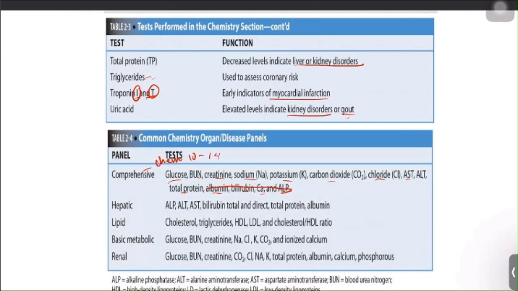For the hepatic profile, of course, as I said, ALT, AST, bilirubin, and direct protein are being evaluated, but more commonly ALT and AST. Lipid profile: cholesterol, triglyceride, HDL, and cholesterol HDL ratio. Basic metabolites: you do have glucose, BUN, creatinine, electrolytes, and ionized calcium. And then for your renal evaluation, glucose, but more so it is just your BUN and creatinine.